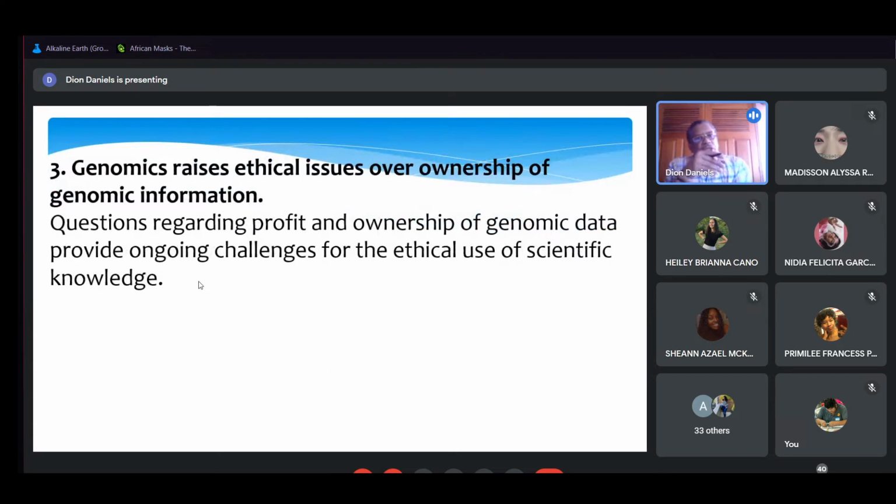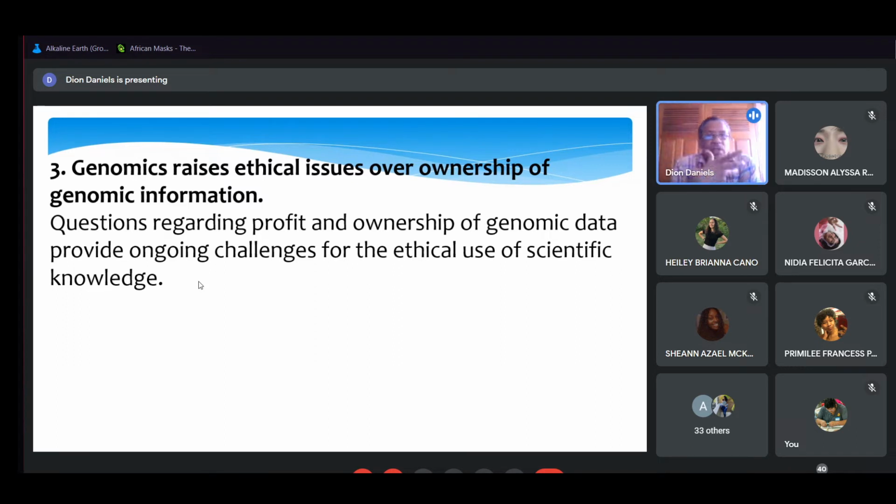Third application is genomics raises ethical issues over ownership of genomic information. So questions regarding profit and ownership of genomic data provide ongoing challenges for the ethical use of scientific knowledge. And this is an ethical issue that is debatable. If I sequence the genome of a particular organism, does that make me the owner of that particular genome? Big question mark over there and big debate going on there.